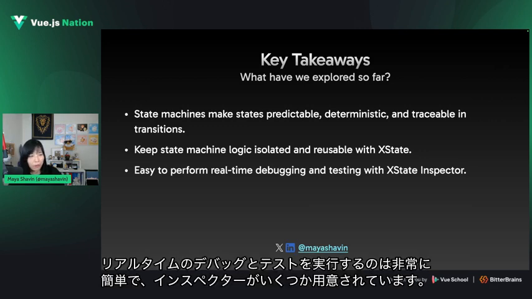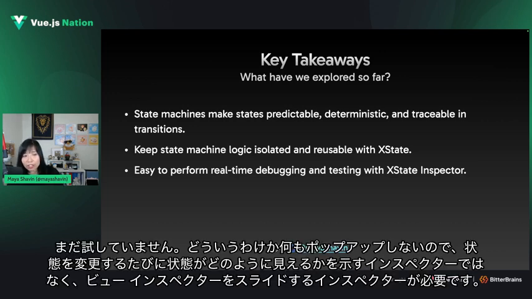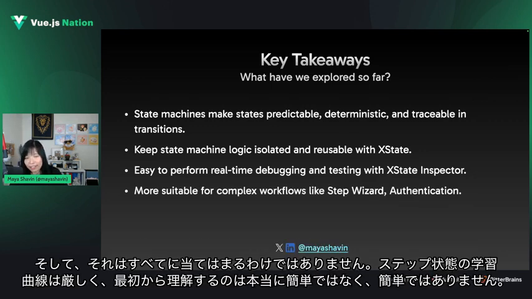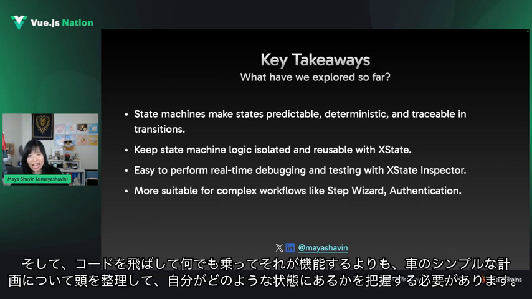And it's really easy to perform real-time debugging and testing. They have some inspector, and I haven't tried it yet. Somehow it doesn't pop up anything. You're supposed to have the inspector, like the Vue inspector and Nuxt inspector, that will show you how the state looks every time you do a state change. And it's not for everything. The learning curve for state machines is steep. It's really not easy to grasp the first time. It's not straightforward. You really need to wrap your head around the concept of planning your code and knowing what states you have, rather than jumping into the code, writing whatever, and making it work.